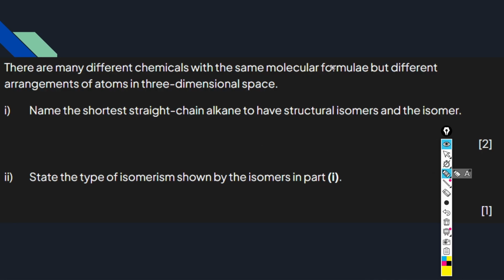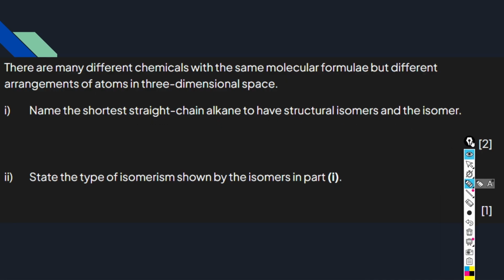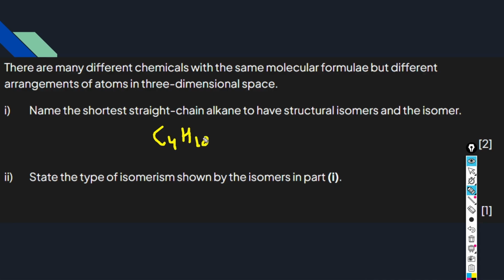There are many different chemicals which have the same molecular formula but different arrangements of atoms in 3-dimensional space. That's a stereoisomer. Name the shortest chain to have a structural isomer and their isomer. The structural isomers is when they're the same molecular formula but different structural formula. And this will be butane. So it will be C4H10. And what would be the isomer?